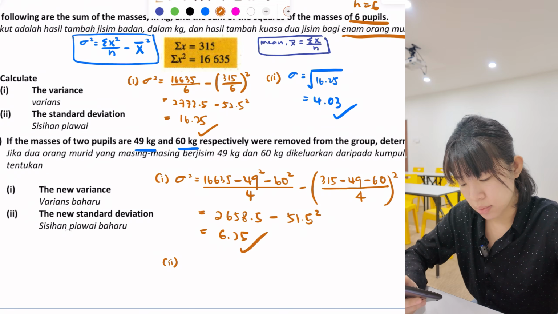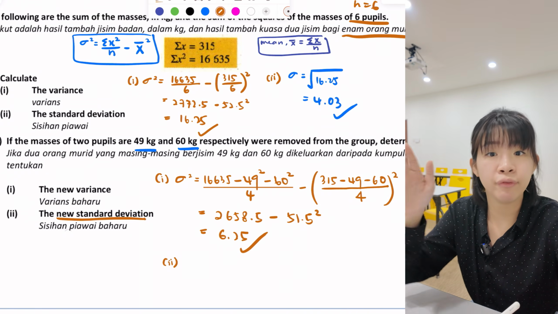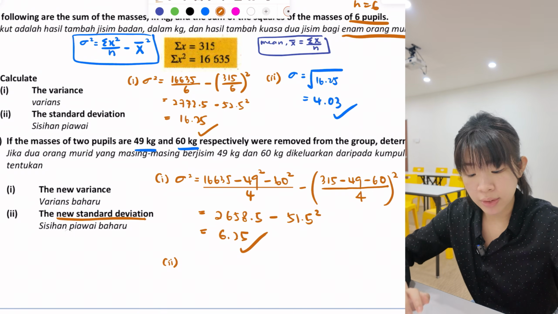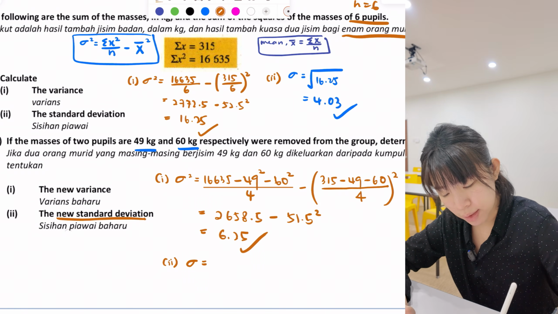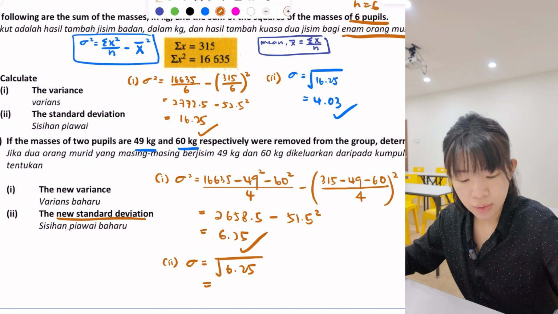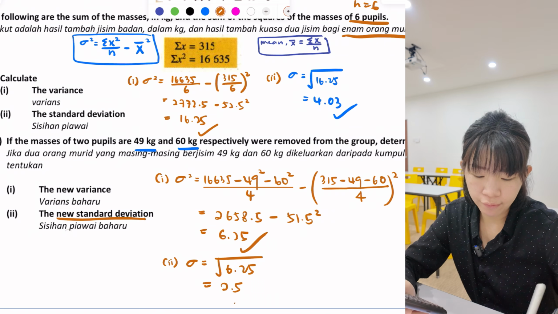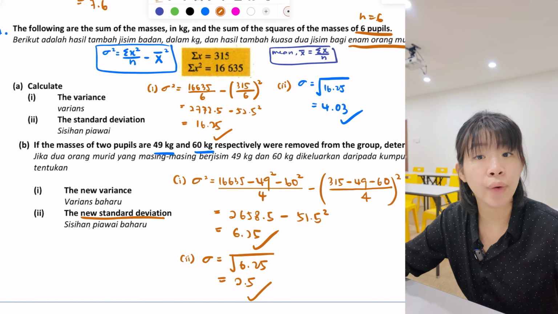Okay, so now part 2. What is the new standard deviation? Okay, same like just now. If you have variance, you want to find standard deviation, you just have to square root. Okay, we already have new variance. So new standard deviation without the square. Okay, square root 6.25. So the answer will be 2.5. Done. Understand? Okay, so now let's look at question 3.